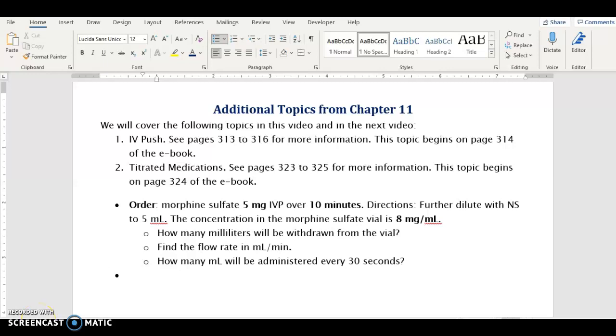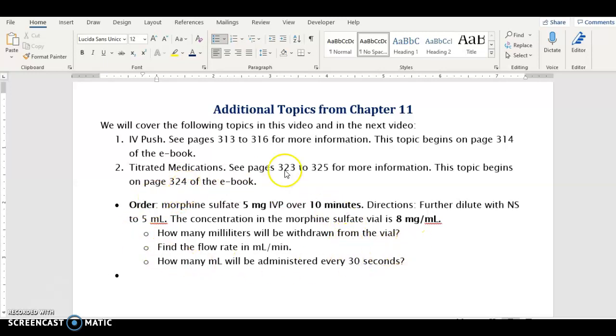Hello students, so we're going to cover two additional topics from chapter 11 that were not covered in the previous videos. The two topics are IV push, which you can find on pages 313 to 316, and in the ebook the topic begins on page 314. Likewise, we'll talk about titrated medications, and you can see pages 323 to 325 for more information. In the ebook, the topic begins on page 324.